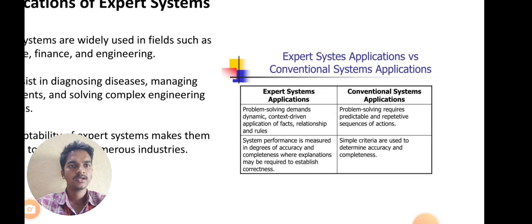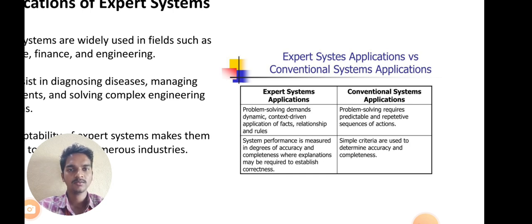Expert systems applications versus conventional systems applications. So what are expert systems applications and conventional systems applications? Here is a distinction between them. In expert systems applications, problem solving demands dynamic, constant-driven application of facts, relationships, and rules. When it comes to conventional system applications, problem solving requires predicates and a repetitive sequence of actions.